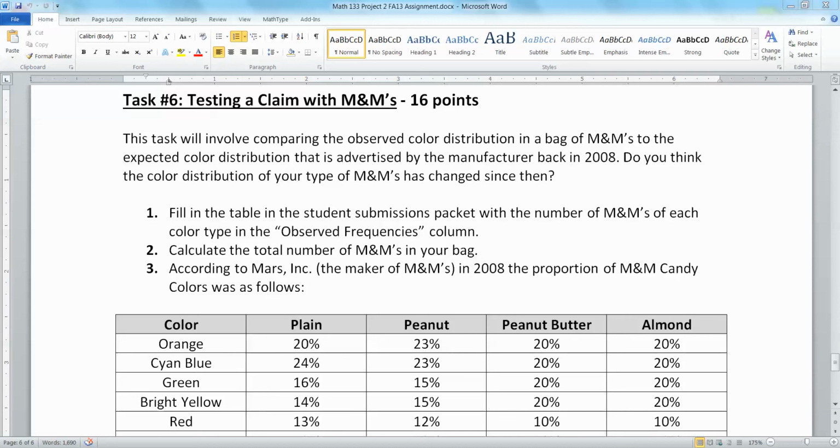Hello there, it's Alana Tuckey, lead faculty for Math 133, and I need to give you a little bit of guidance on task number 6 for project 2.